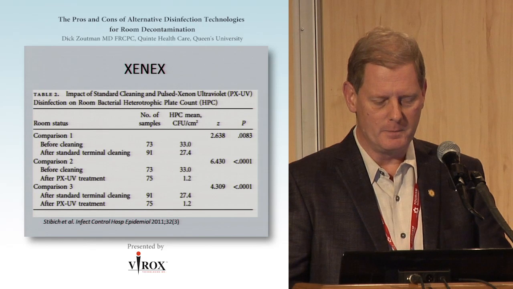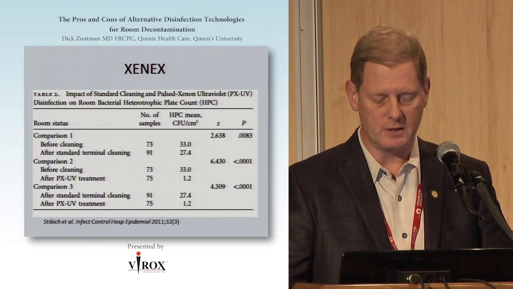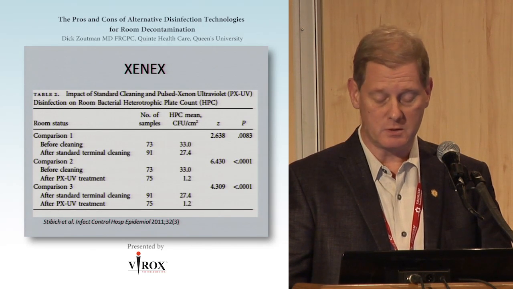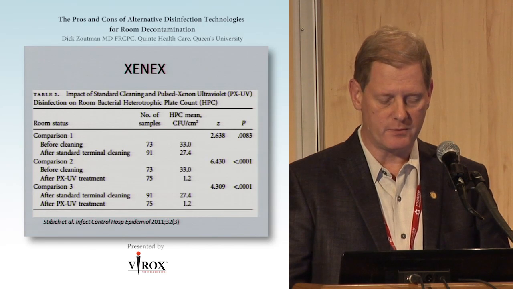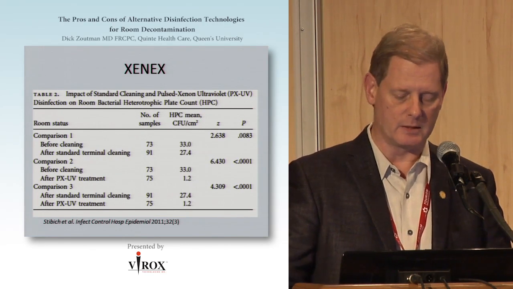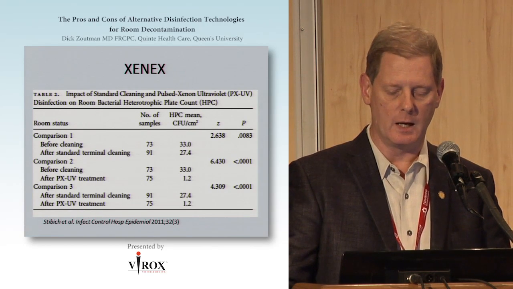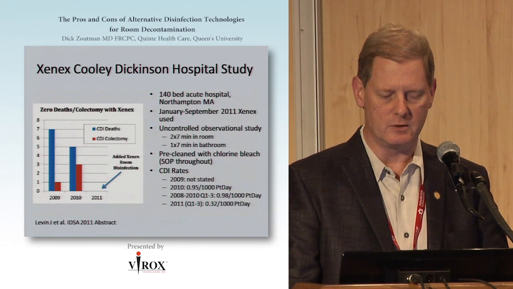And again, comparison number 2 is before cleaning, same number, 33. After the pulsed xenon light, it goes down to 1.2, which is interesting. It's about 75 samples. And comparison number 3 was after the terminal clean, which didn't have much of an effect anyway. It did also bring it down to the level of about 1 CFU per square centimeter. So this is interesting and intriguing data.